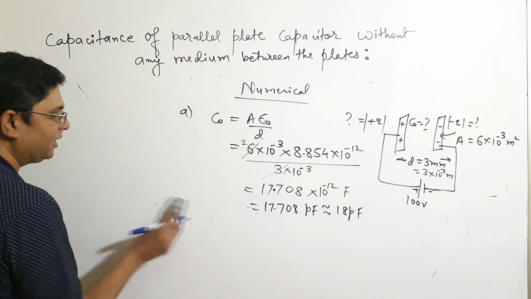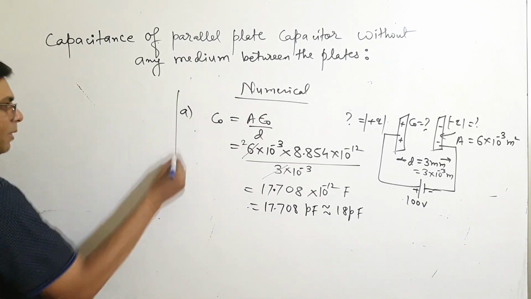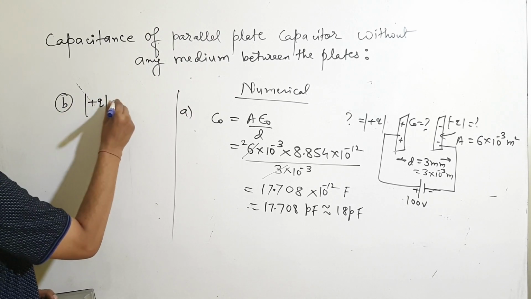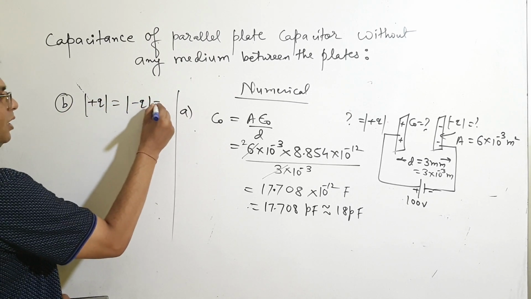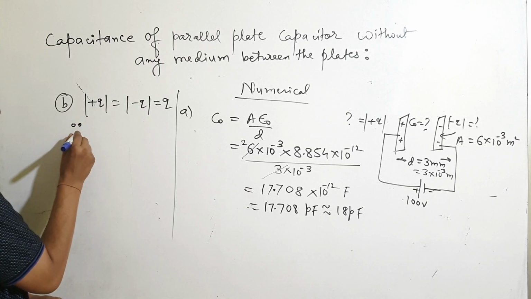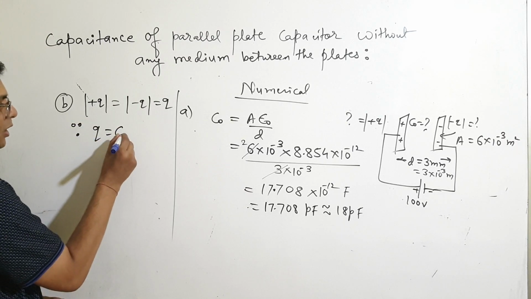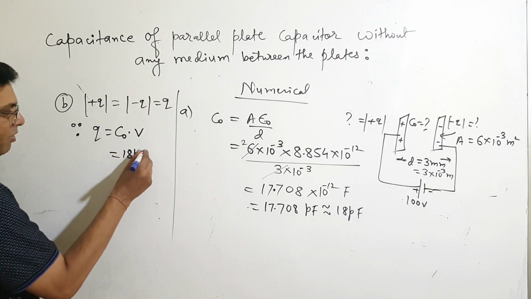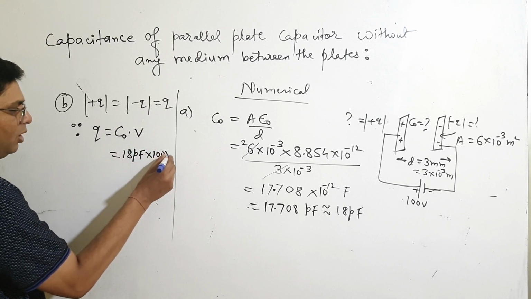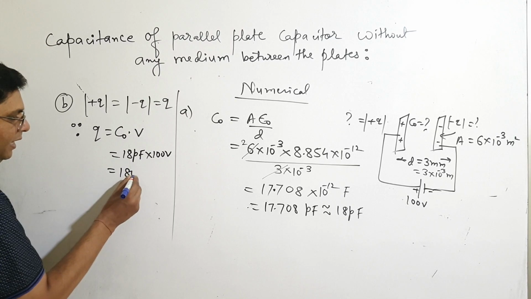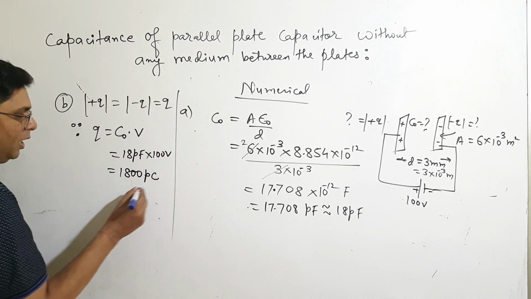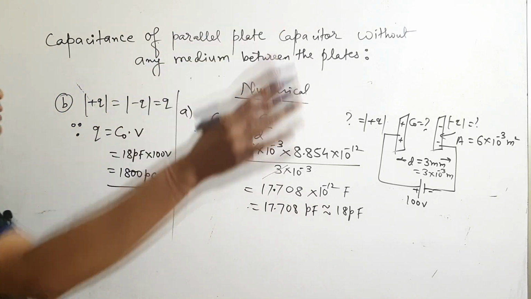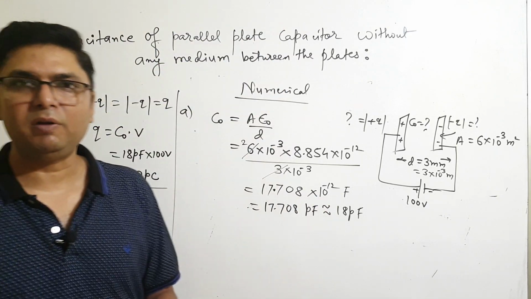Now you have to find the charge Q, the second part, part B. Since the positive charge magnitude equals the negative charge magnitude, which equals Q, and you know that Q equals C naught into V here. So C naught equals 18 picofarad and V is 100 volt, given. So you have 1800 picocoulomb. Thus you understand what is the capacitance of a parallel plate capacitor without any medium between the plates.